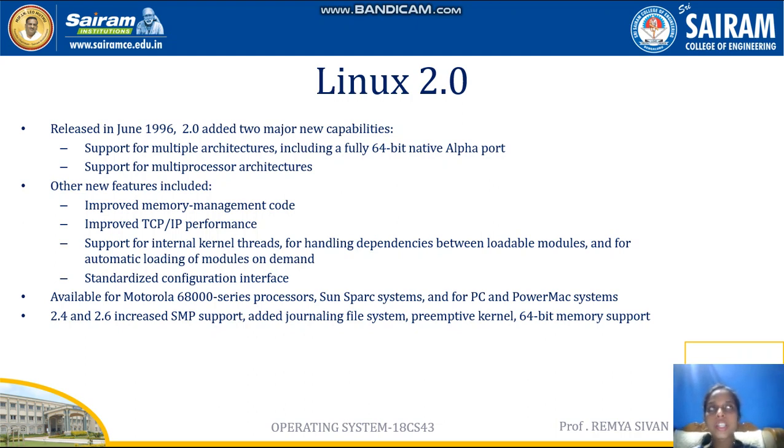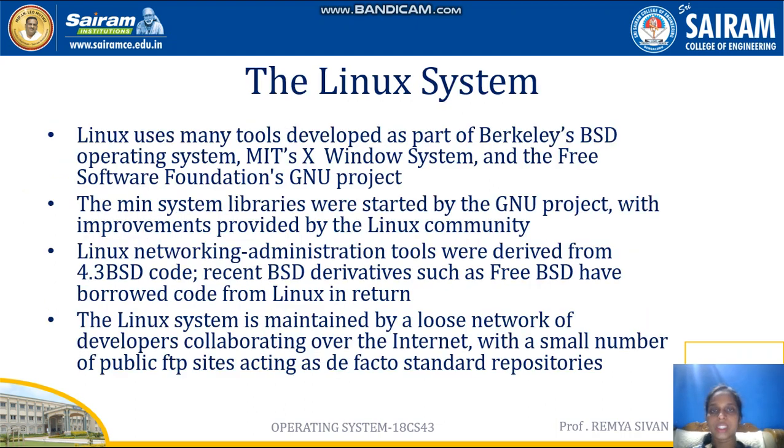So Linux 2.0 started to support multiple architectures and multiprocessor architectures. Other features are improved memory management code and improved TCP/IP performance, and it started to support kernel threads and a standard configuration interface also. It is available for Motorola 68000 series processors. The 2.4 and 2.6 versions increased SMP support, added a journaling file system, a preemptive kernel, and 64-bit memory support. These features were all added in the 2.4 and 2.6 versions.